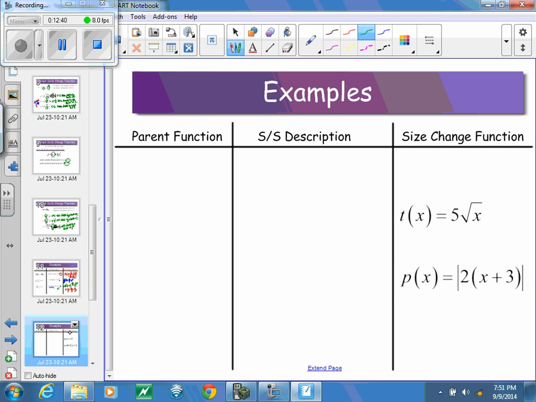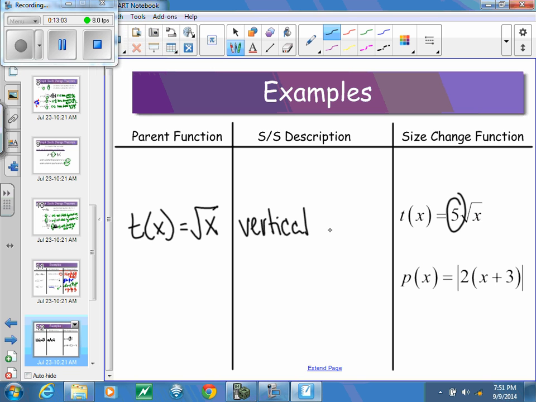If you wanted to reverse this whole process, thinking back to what we've been doing, if I have function t of x, hopefully you can see right here that our parent function that we're working with is the square root function. And this 5 that's right here, it's an outside change. So we are working with a vertical stretch, by a factor of 5.